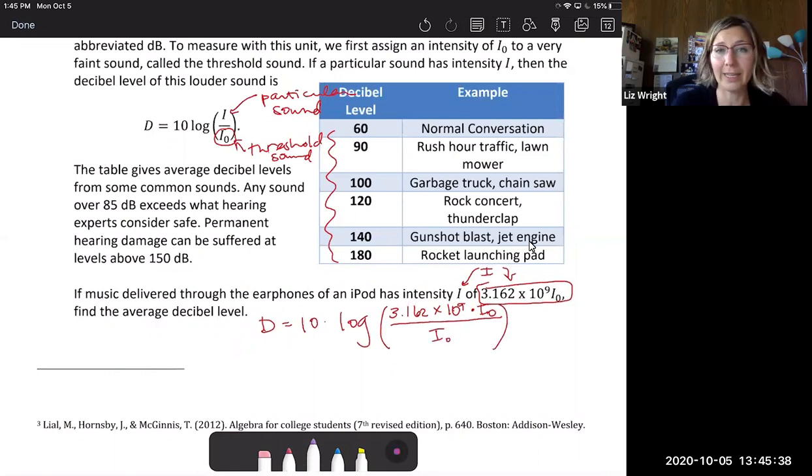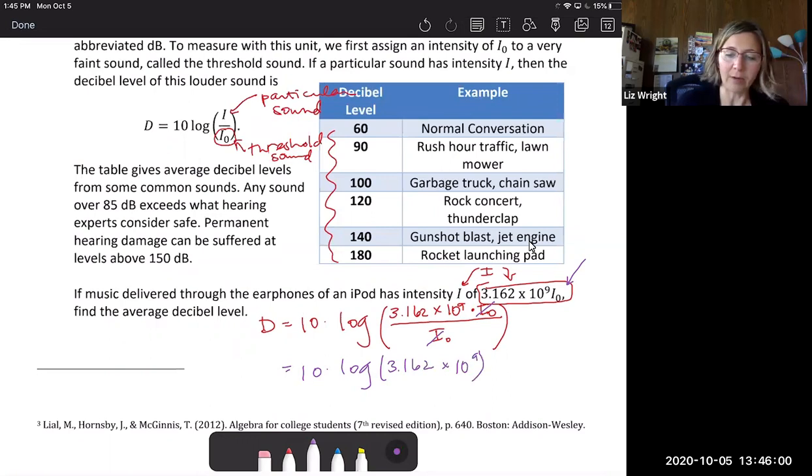Well, that's really helpful, and that was intentional because now our I sub 0s are going to cancel out, which is the whole point of why they gave it to us in terms of that. So then we're going to have 10 times log of 3.162 times 10 to the 9th.